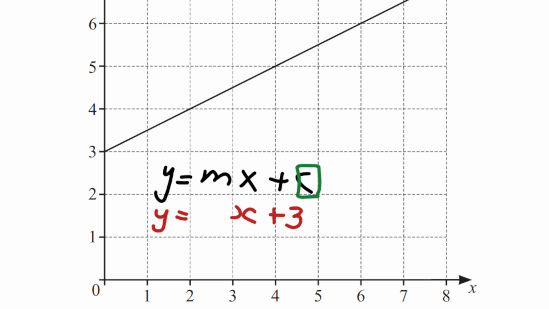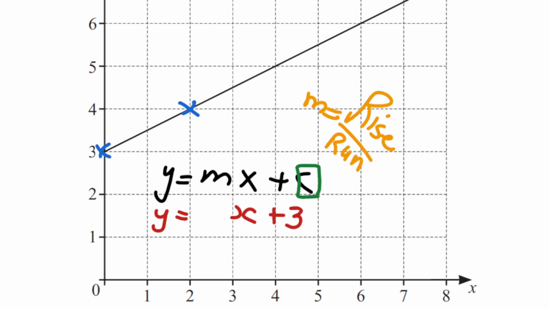Now what's m? M is the gradient or the slope. That is rise over run. M is rise over run. Then we will need to pick any 2 points and then we do rise over run. This is one nice point. This is not a good point. You don't use this because it's in the middle of nowhere. And this is a perfect point. So we will use these 2 points.